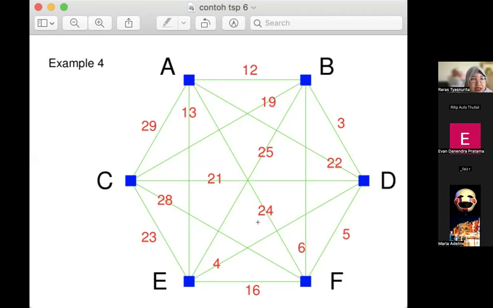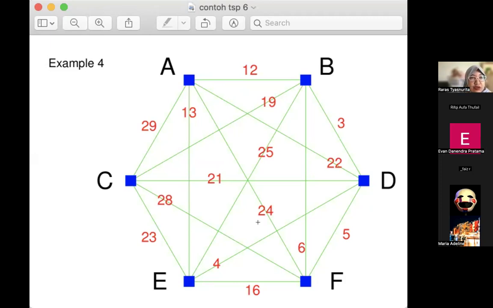So which one is the closest one? Based on the cost, we have 29, 13, 24, 22, 12. So 12 is the closest one. So we choose A to B. That's the meaning of the nearest neighbor.